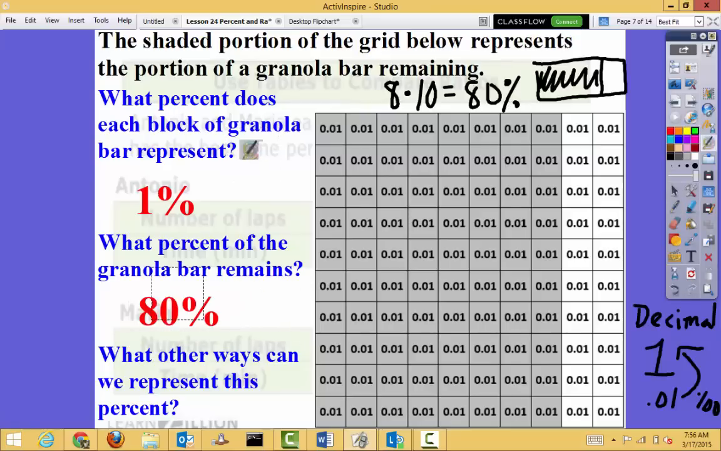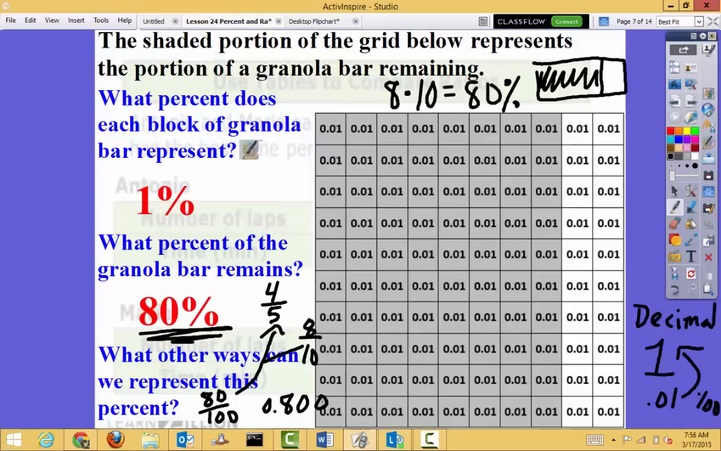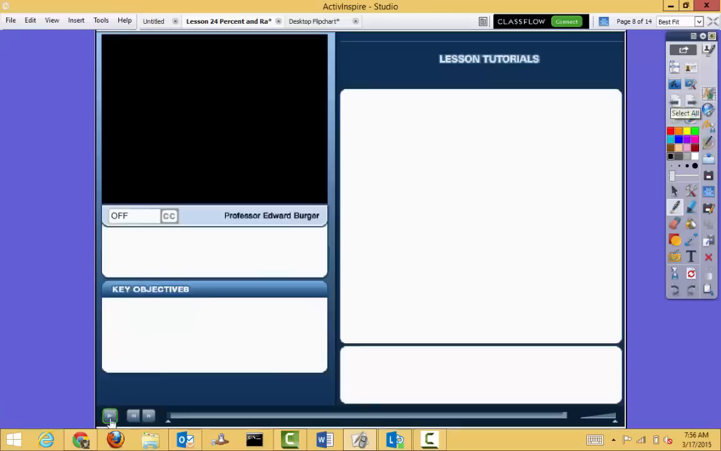What other ways can we represent this percent? What other ways can I use this model to show a relationship? Well, I could do 80 out of 100. I could do 0.8. I could reduce this fraction so that it is 4/5, or 8/10. These are all ways to show this model. However, the only way to write it as a percent is this. Decimals, I could keep adding zeros onto. For my fractions, I could simplify or expand, but for percents, there's only one way to write it: 80%. Alright, let's watch our next video.